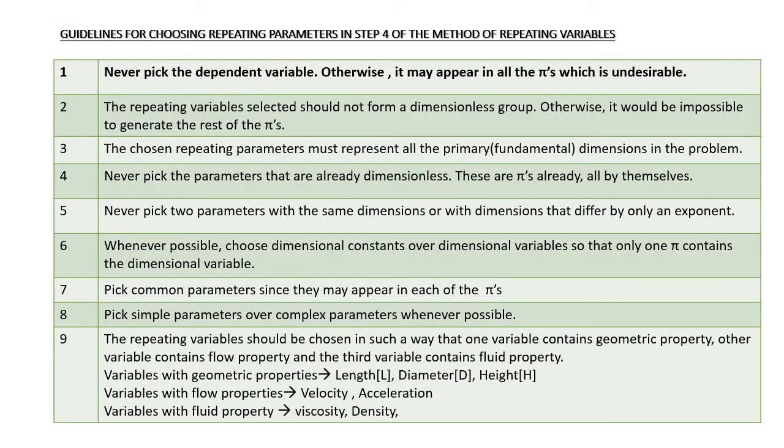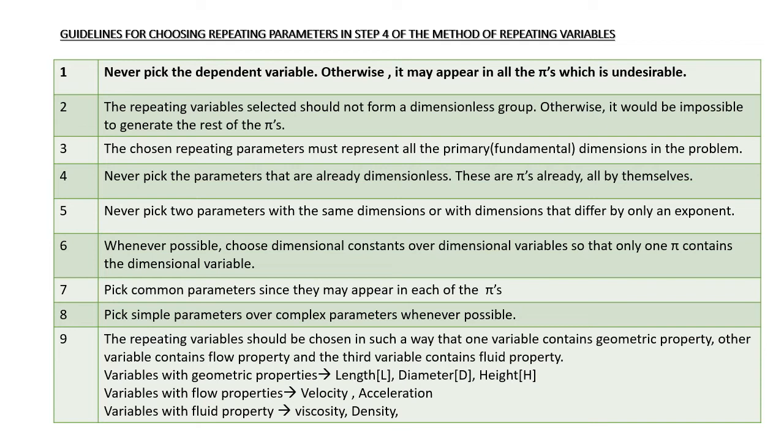Here are the guidelines to choose the number of repeating variables m. In the previous slide you had seen m. The total number of pi terms is equal to the total number of variables n minus the number of repeating variables m. Now how to choose them? You cannot just choose those variables like that; we need to follow some rules. The first rule is never pick the dependent variable. If x1 is a function f of x2, x3, x4, then never pick x1, because x1 is the dependent variable.